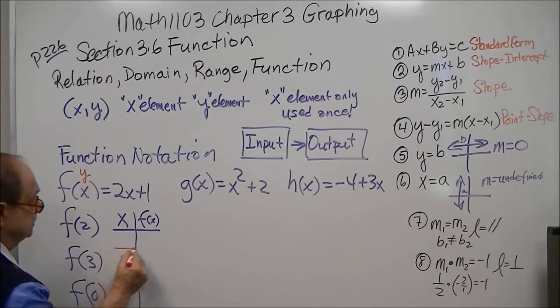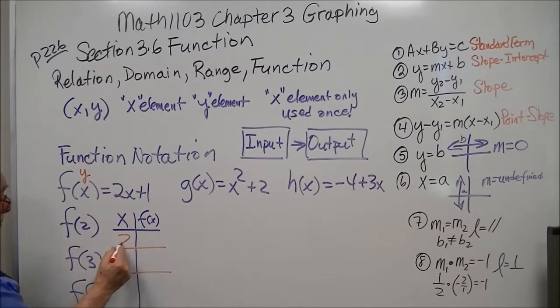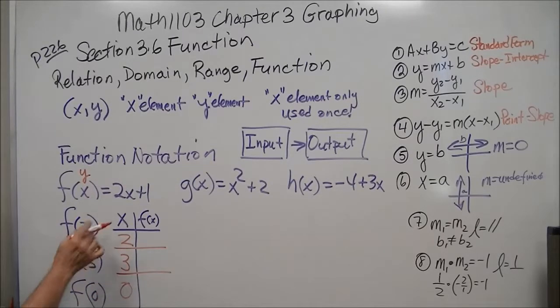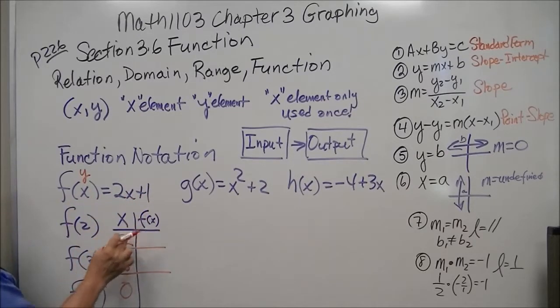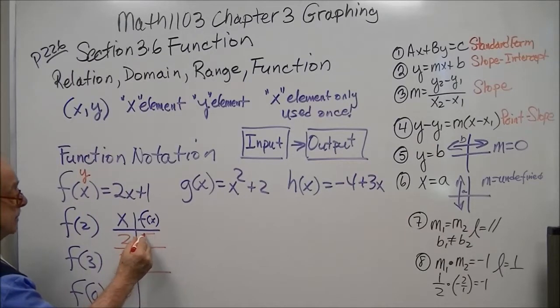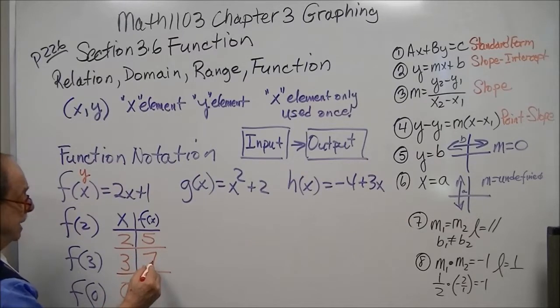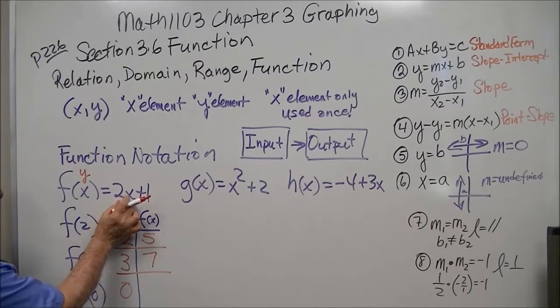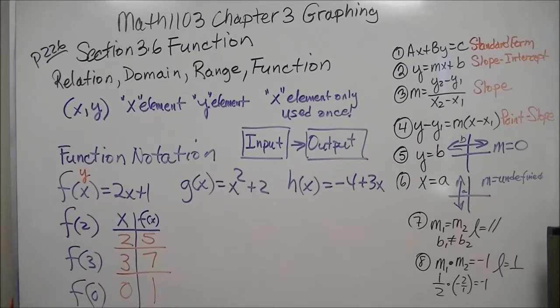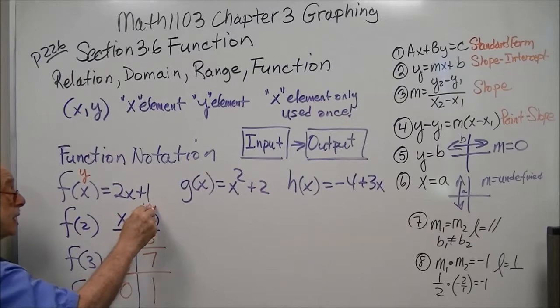So what do you do here? Well, you take your 2, your 3, and your 0, and put it in to your statement, so to speak. So if x is 2, what will y be? Well, 2 times 2 is 4, plus 1 is 5. 2 times 3 is 6, plus 1 is 7. 2 times 0 is 0, plus 1 is 1. So, when x is 2, f of x is 5. Remember, this is another way of thinking of y.